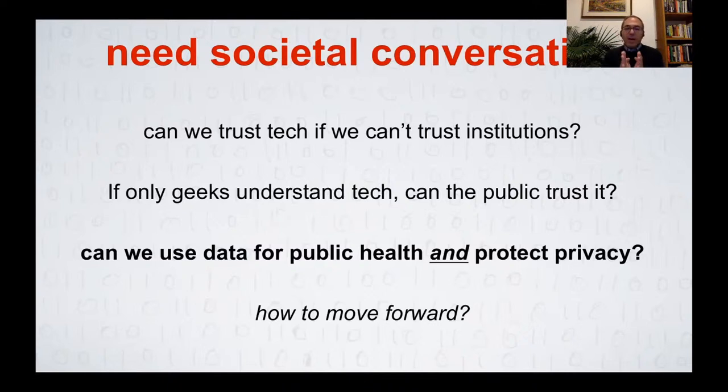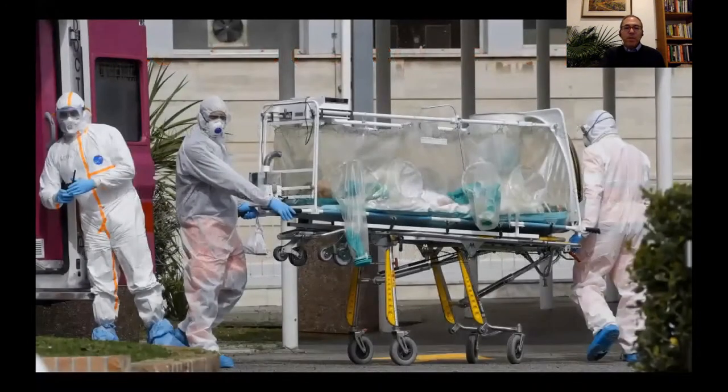Ultimately, it gets down to, can we use the data for public health and protect privacy at the same time? Can we have it both ways? I don't even know how we can actually move forward in this. Where is the forum for this debate? Who are the people who need to be around the table? But what is clear is that we need to have this conversation as if our life depended on it, because it probably does.